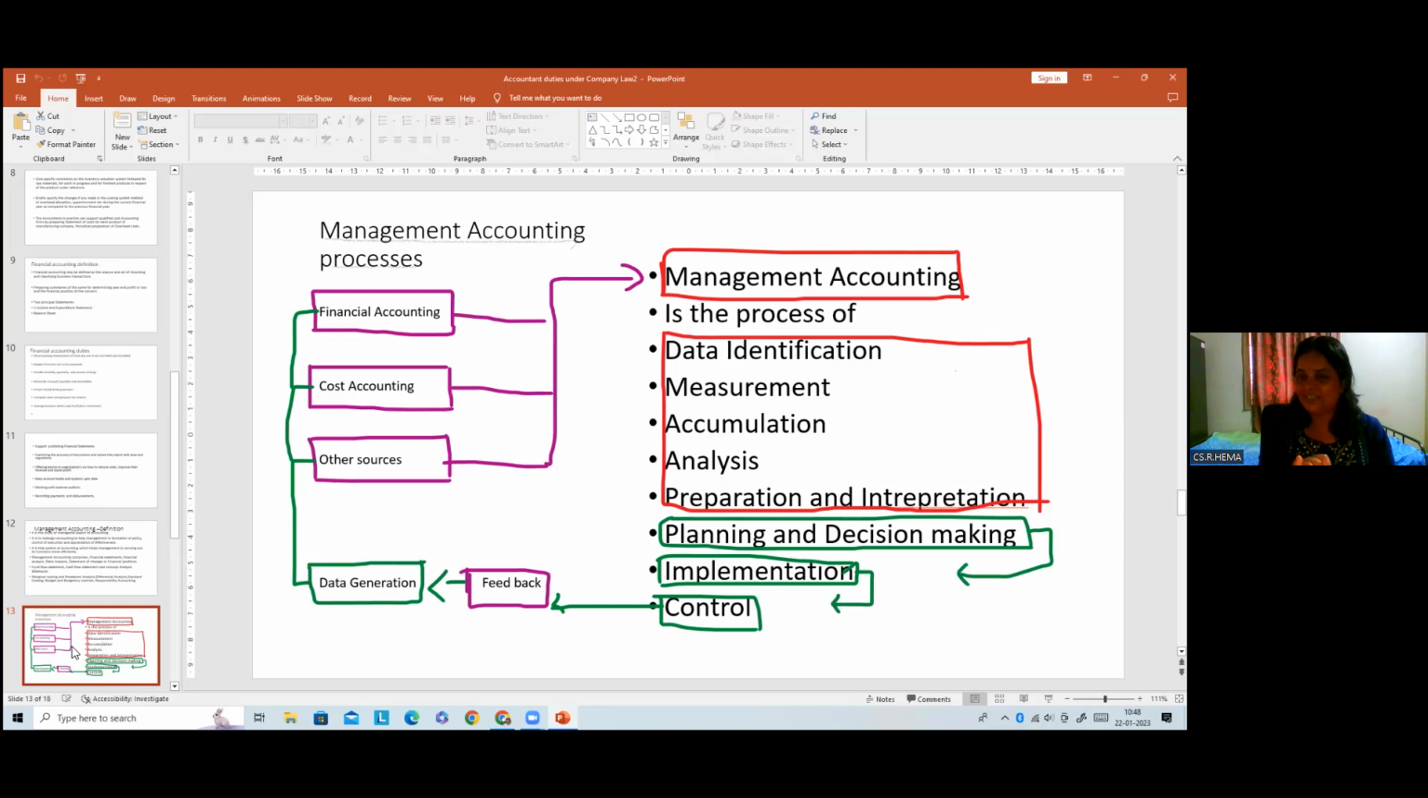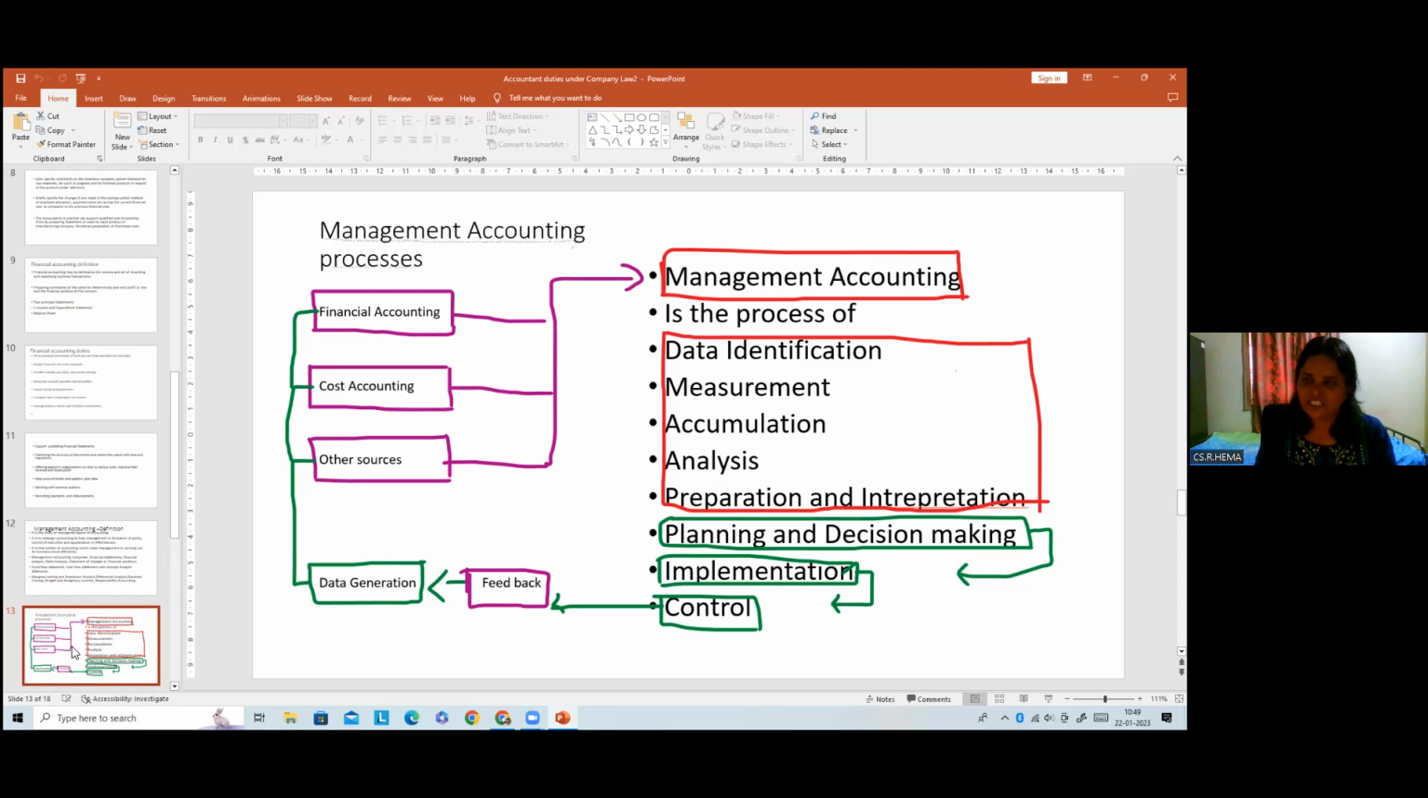Data identification. Under data identification, there are more techniques. We will study this under the company secretary subjects. Under this data identification, there are techniques using which we identify the data which we received from financial accounting, cost accounting, and other sources.